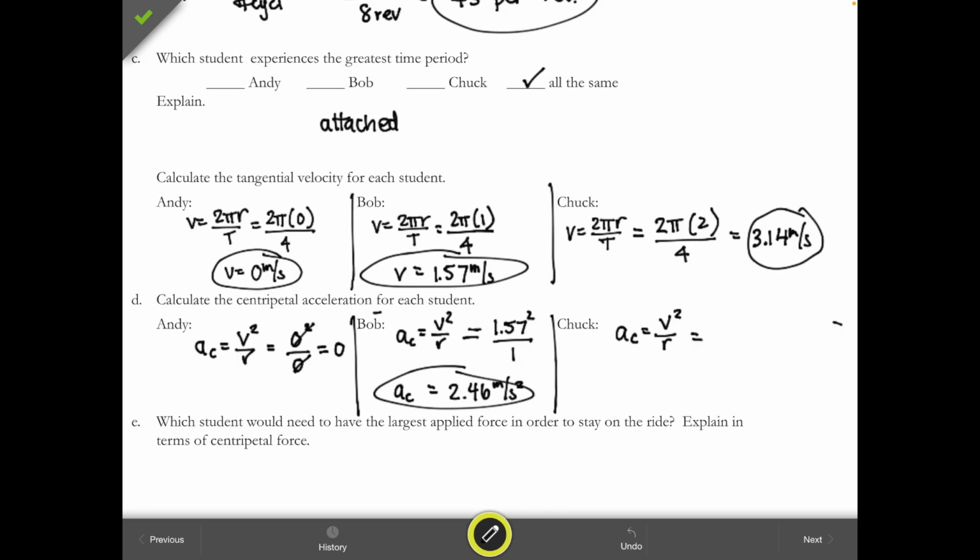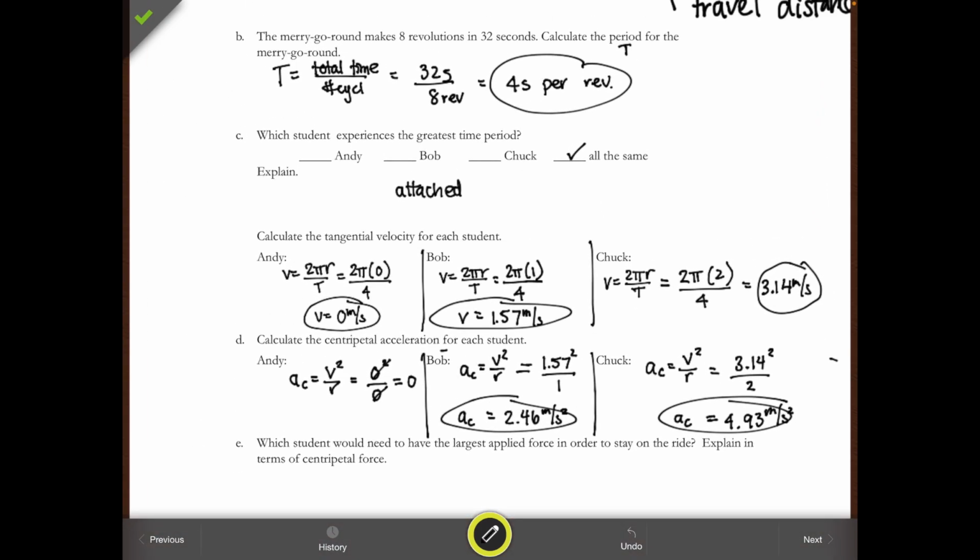Similarly with Chuck, I'm just substituting and solving. He's got a speed of 3.14 meters per second, a radius of 2. This gets an acceleration of 4.9. So comparing Chuck to Bob, Chuck is going twice as fast and requires twice as much acceleration. As a result, Chuck needs to have the largest applied force in order to stay on the ride.